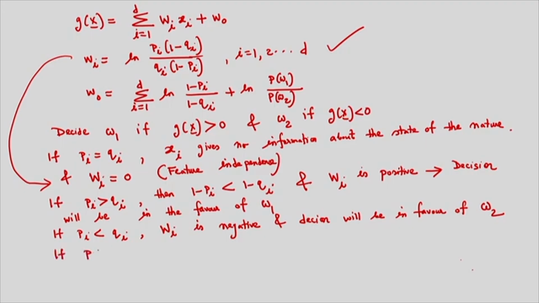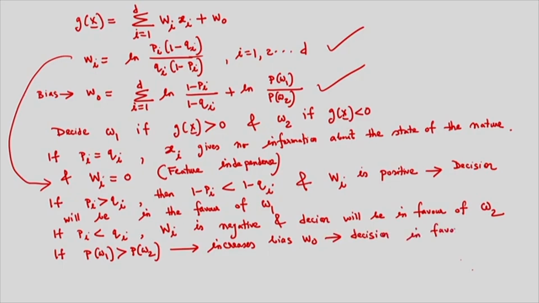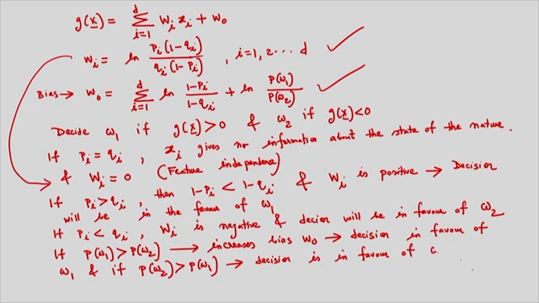And if the probability of omega 1 is greater than the probability of omega 2, that is the prior probability, that means it increases the bias W naught. You can see this is the expression for the bias. So it increases the bias W naught, so that means the decision is in favor of omega 1. And if the second condition holds, the probability of omega 2 is greater than the probability of omega 1, that means it decreases the bias, and whenever it decreases the bias, the decision is in favor of the class omega 2.